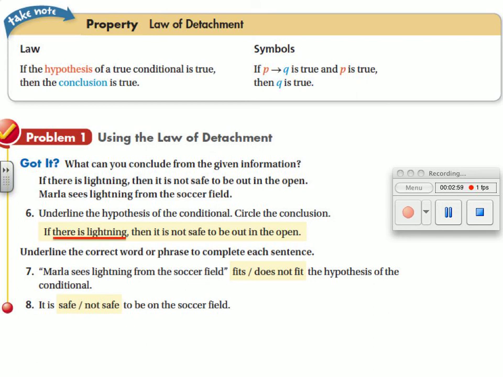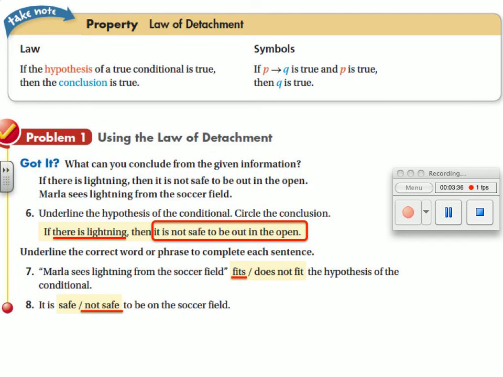So now we're going to underline the correct word or phrase to complete each sentence. Marla sees lightning from the soccer field, which fits the hypothesis of the conditional. Therefore, is it safe or is it not safe to be on the soccer field? It is not safe to be on the soccer field. Based off of the hypothesis of a true conditional statement, we can assume that the conclusion, that it's not safe to be out on the soccer field, is a true statement also. So this is the law of detachment.